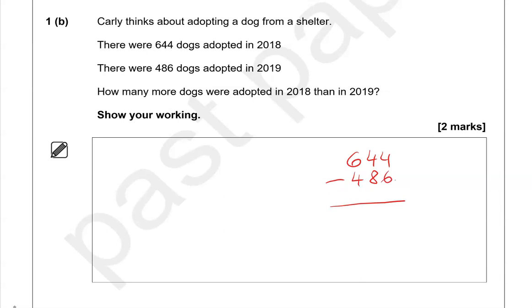So we need to take away 6 from the 4, which means we've got to borrow 1 from the 4 there. So this becomes 14. 14 take away 6 gives us 8. Now we've got 3 here, which we need to take 8 away from. So that means we need to borrow here. This becomes 5 and this becomes 13. So 13 take away 8 gives us 5. 5 take away 4 gives us 1. So 158.